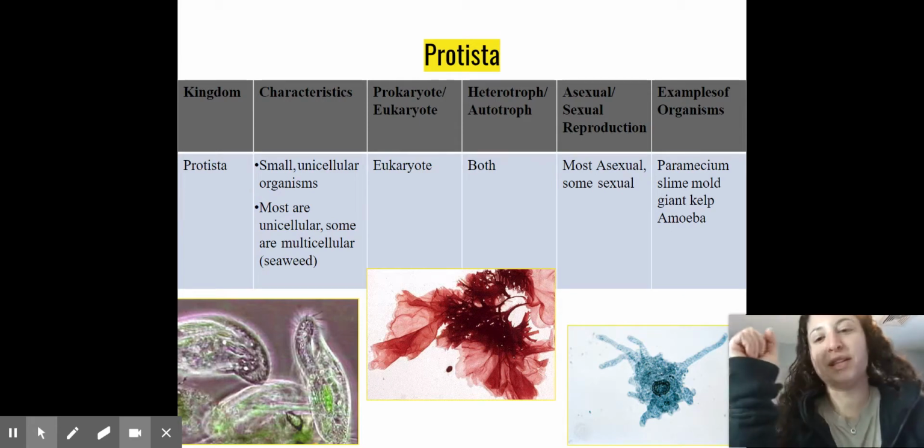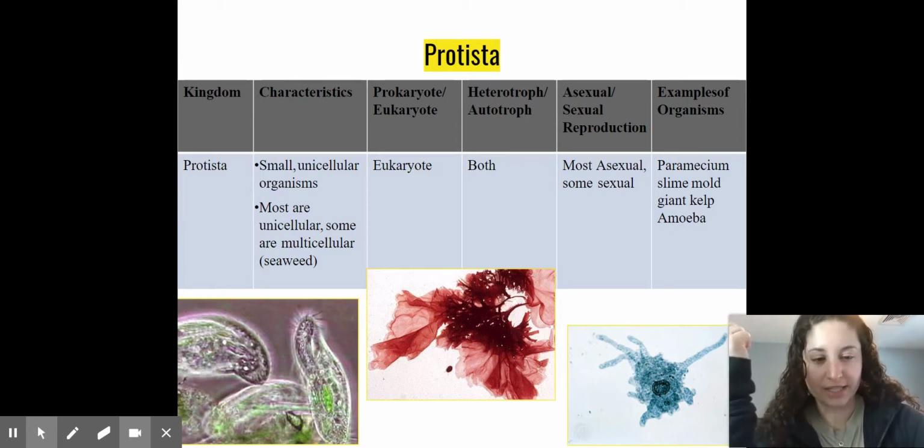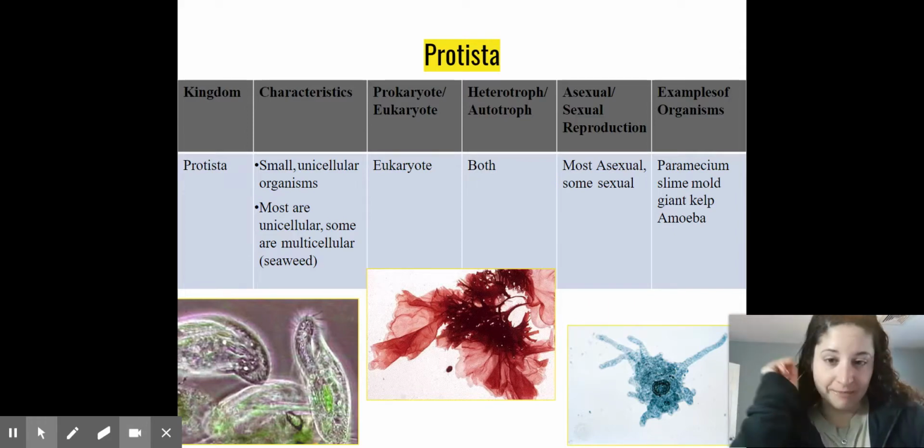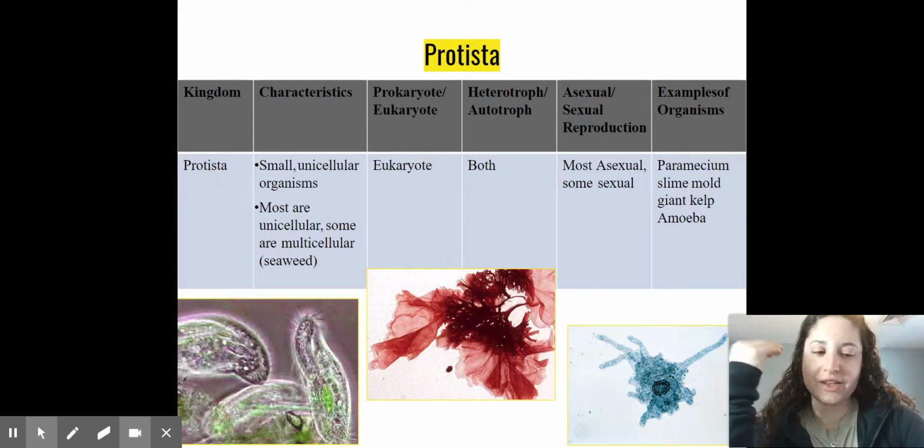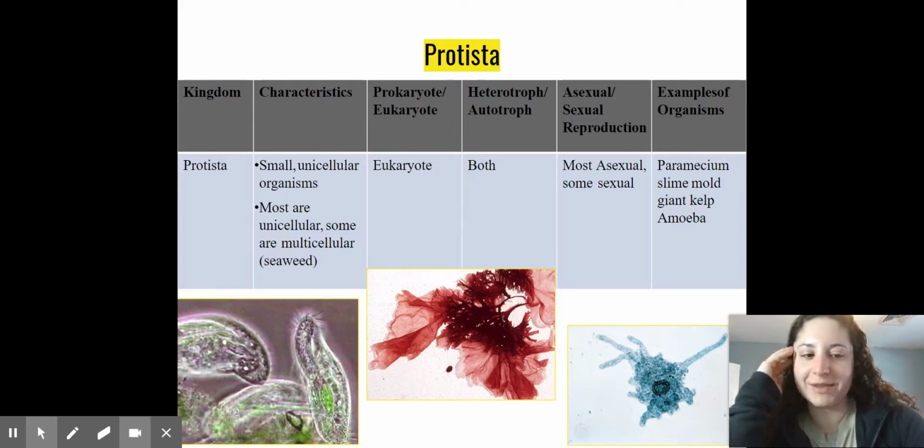So they are small. They tend to be unicellular. There are a few that are multicellular. And like I said, there's no defining characteristic for Protista, except that you might fall into two different categories of organisms. And so that's why you're in Protista.